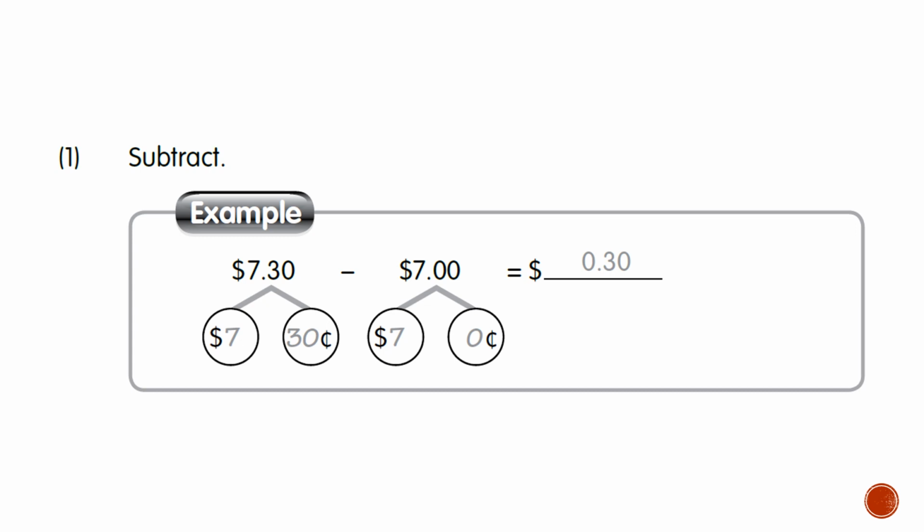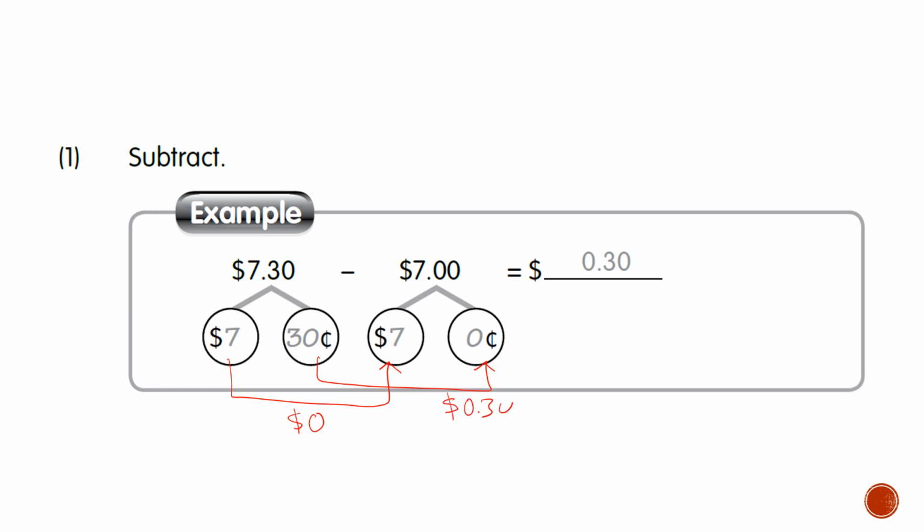Just now we learned how to do addition using mental sum, when you regroup into dollars and cents. Again, over here, $7.30 is regrouped into dollars and cents. So all you do is take the dollar minus the dollar, which gives you $0. And then the cents minus the cents, so 30 cents minus 0 cents gives you 30 cents.